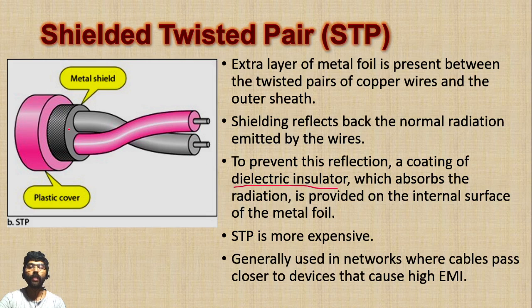This dielectric insulator, provided on the internal surface of the metal foil, absorbs the radiation. This type of STP is an expensive one, so it is used only in the most noisy environments. It is generally used in networks where cables pass closer to devices that cause higher EMI, that is electromagnetic interference.